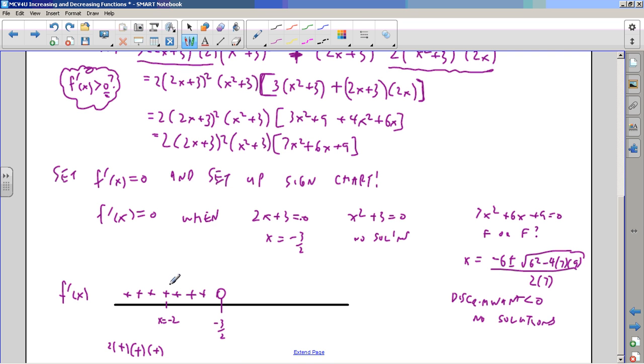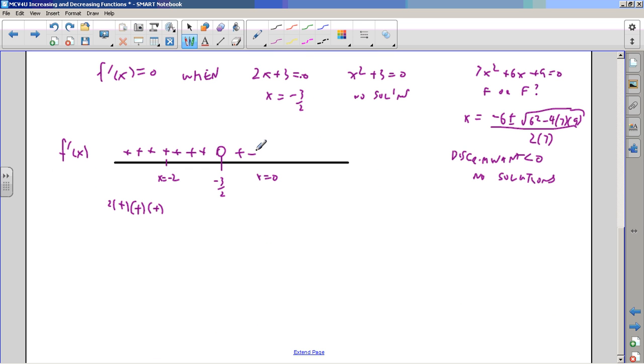All right, well, what about on the right-hand side? On the right-hand side, another test point might be x equals 0, my favorite. I put in 0, and I'm going to get a positive times a positive times a positive times a positive. Positive, positive, positive. Okay, it's positive in there too. So what happens? That means it's increasing on negative infinity to negative 3 halves, and also after that.